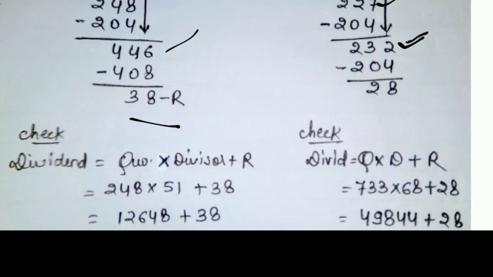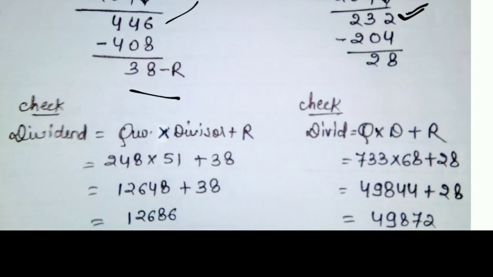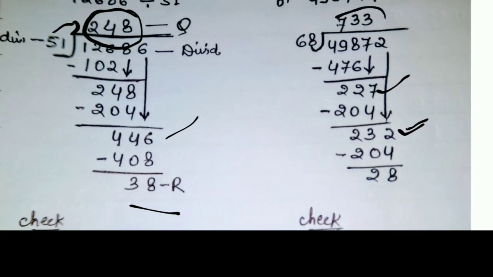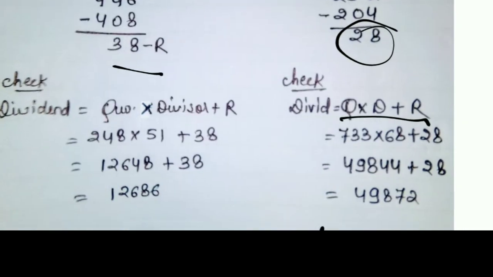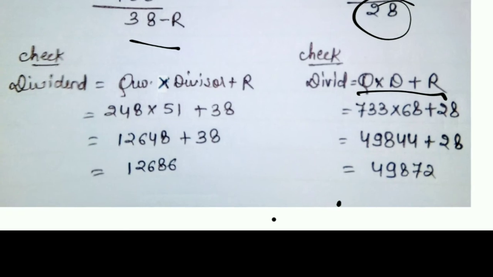So now we can check our answer. Dividend equals quotient multiplied by divisor plus remainder. So quotient is 733, divisor is 68, remainder is 28. So when we multiply 733 and 68, we get 49,844, and we add the remainder. So we get the answer 49,872.